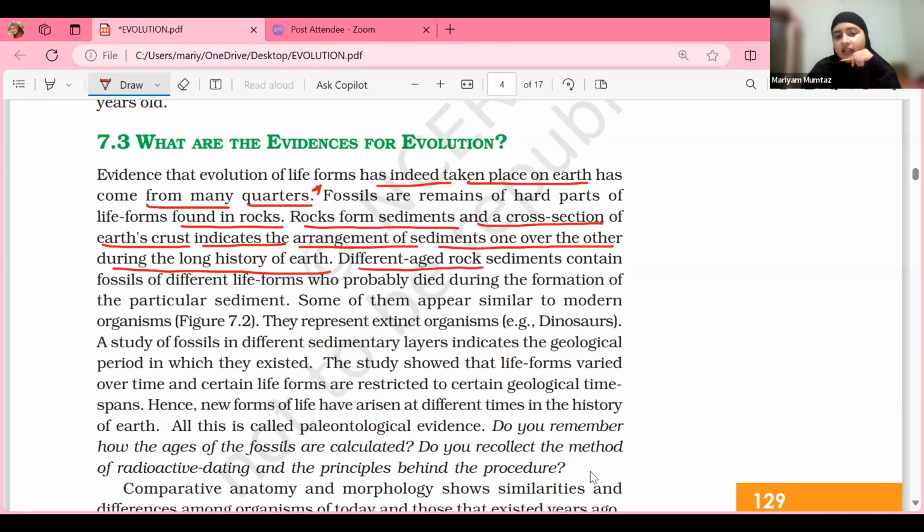Now, different aged rock sediments contain fossils of different life forms who probably died during the formation of a particular sediment. Maybe they would have been covered with the soil and got pressed there only. Now, this shows that when that soil was being formed at that point of time, this organism was alive. This type of organism existed. Some of them appear very similar to modern organisms. Others represent extinct organisms such as the dinosaurs.